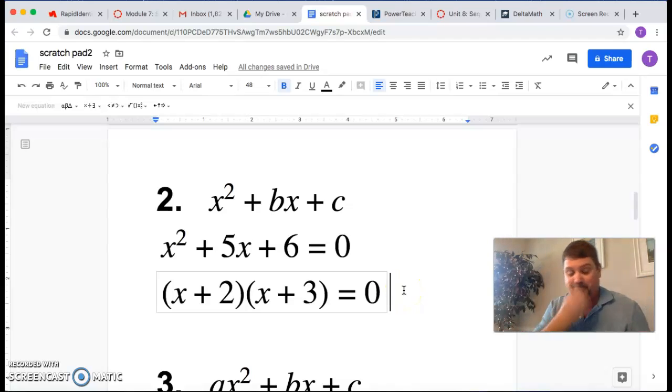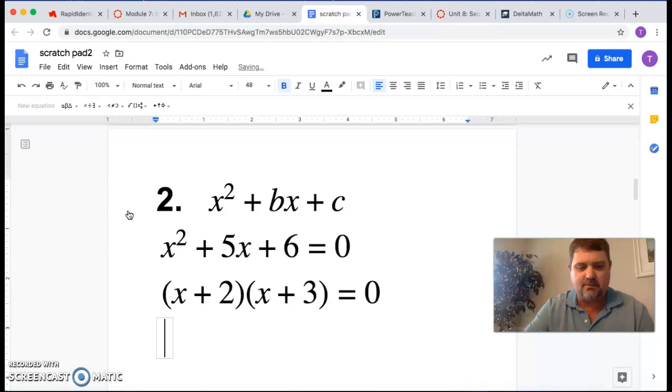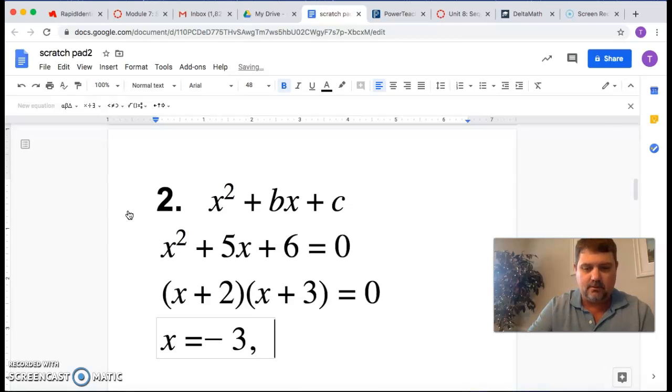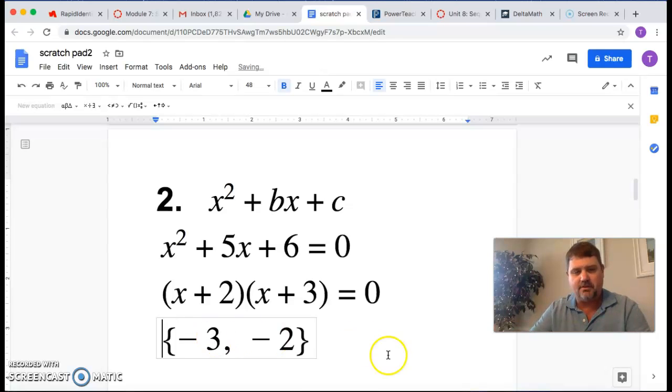Just try not to make too big of a deal out of it. But just to save us some time here, I'm not going to go through and solve each one of those. I'm just going to write the solutions. And you could use a comma here. It probably is better form to put them in order. Negative 3, comma, negative 2, something like that. Or actually, I think in Delta Math they use those brackets. Remember, it would look like that. This is set notation, right? So this says the set of numbers, negative 3 and negative 2. So those are solutions to the equation.